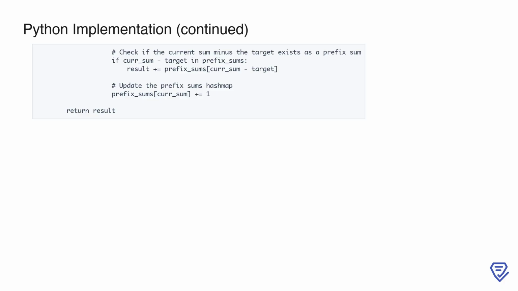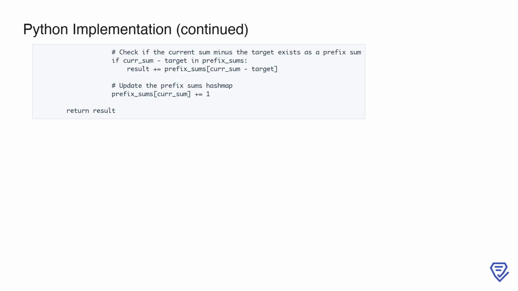To check if a submatrix sum equals the target, we verify if cur_sum minus target exists in the prefix sums hash map. If it does, it means there is a submatrix whose sum equals the target, and we increment the result by the count of such prefix sums. After this check, the current sum is added to the prefix sums hash map, ensuring we account for it in subsequent calculations. Once all rows and column ranges are processed, the method returns the total count of submatrices that meet the target sum.